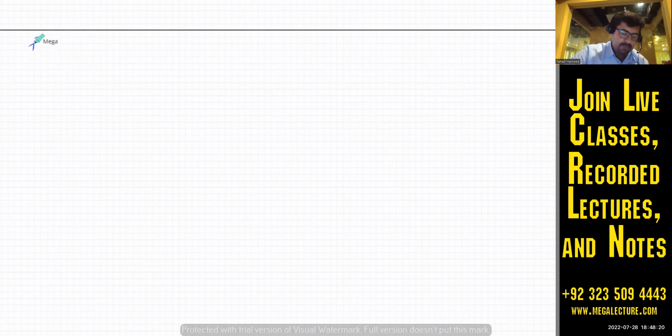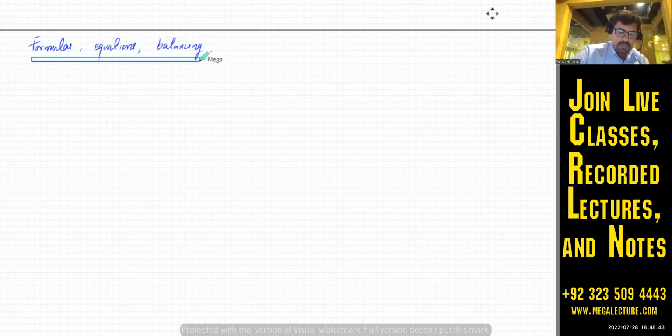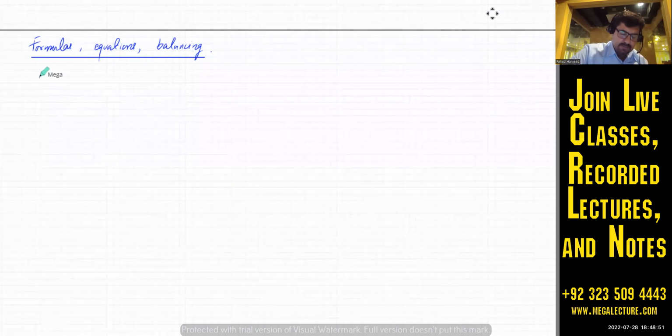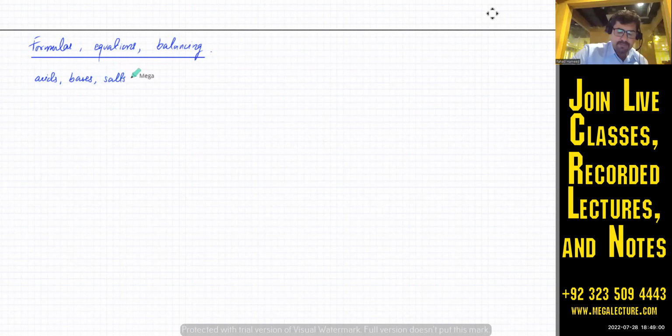So this is about making formulas, right? We have to learn how we make formulas and equations, and it's going to be about balancing. All of these equations are going to be linked with acid, bases and salts. We're not studying acids, bases and salts, but a lot of them will actually be linked with that. So we'll be studying a lot about acids, bases and salts in this particular chapter.